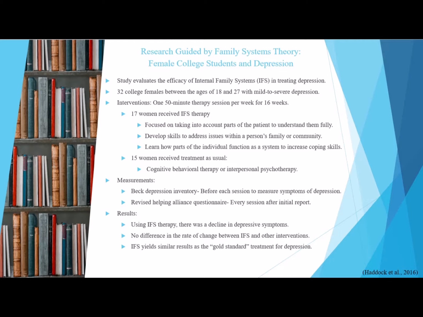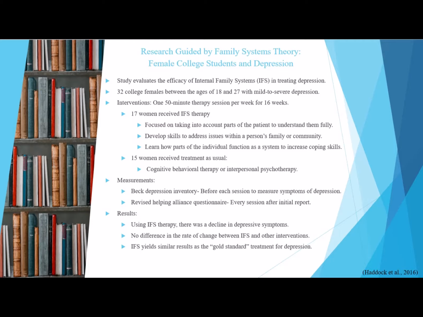During this intervention, techniques were developed to address problems within the patient's family or community. The therapist would learn how the different parts of the individual functioned as a system to increase coping skills and conflict management. The other 15 women received treatment as usual, such as cognitive behavioral therapy or interpersonal psychotherapy. Measurements included the Beck Depression Inventory that measures depression symptoms, and the revised Helping Alliance questionnaire that indicated how strongly the patient felt about their relationship with their therapist.